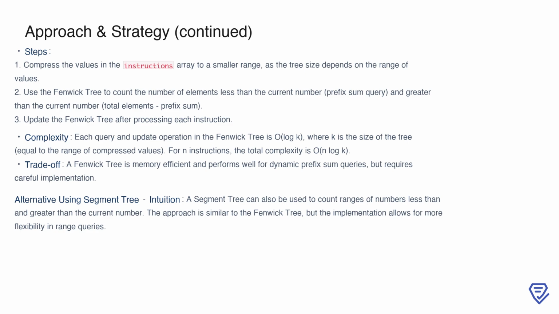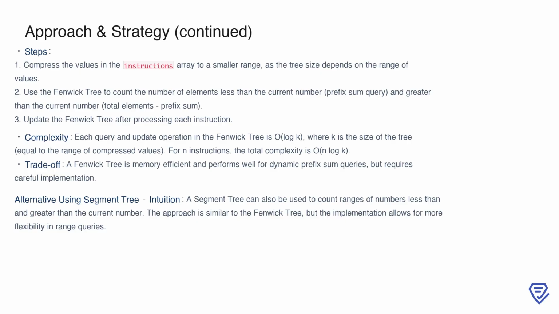The time complexity of each query and update operation in a Fenwick tree is O(log k), where k is the size of the tree. For n instructions, the overall complexity becomes O(n log k). This approach is much faster than the brute force method and is also memory efficient. However, implementing a Fenwick tree requires careful handling of value compression and indexing.